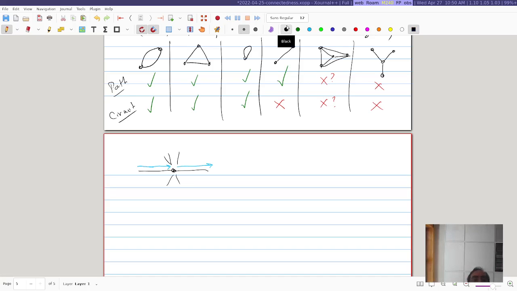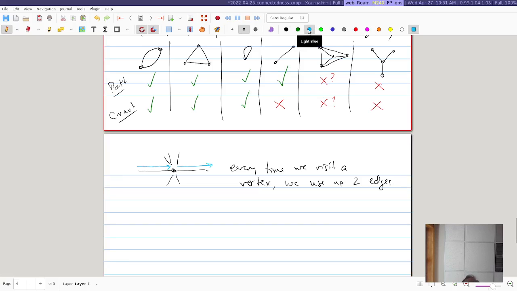So say every time we visit a vertex, we use up 2 edges that we can never use again. Obviously it's okay to visit a vertex multiple times. So maybe I would later come in along this edge, and then I leave along this edge. I've used up 2 edges again. So the number of available edges at that vertex always goes down by 2 every time I visit that vertex.